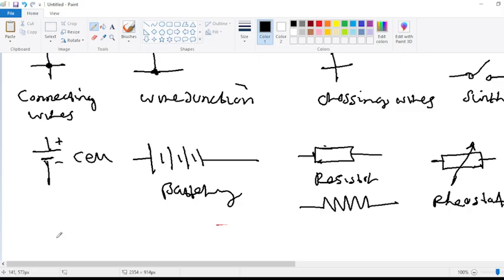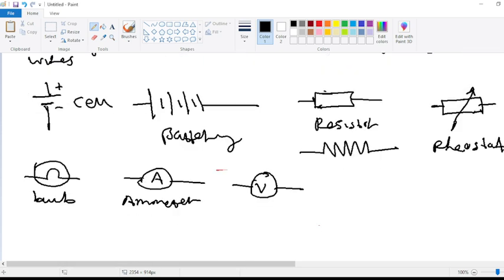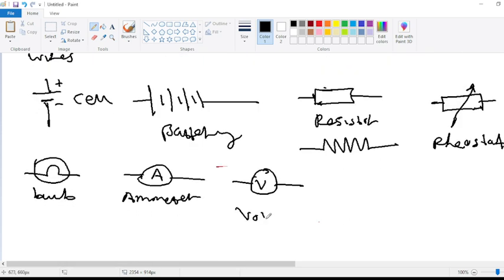From there, we're going to have something. If you find something like this, I think this one I drew as well, this is the bulb. Then you find something like this. This is the ammeter, because there's that A inside. If you find something like this, just know this is the voltmeter. If you find something like this, there's a G there, just know that that's a galvanometer.